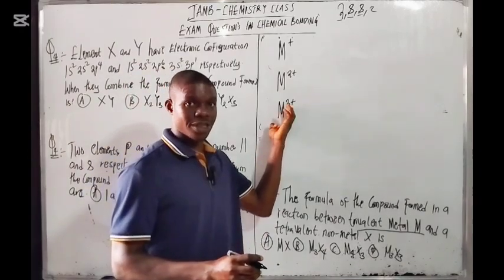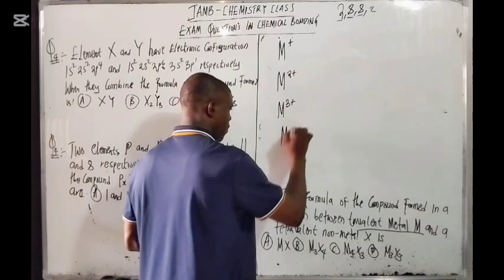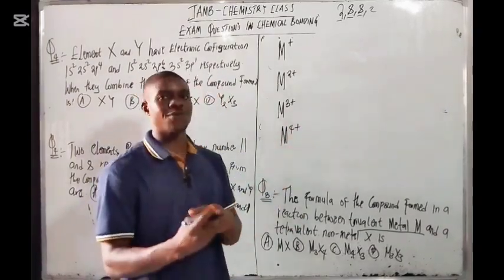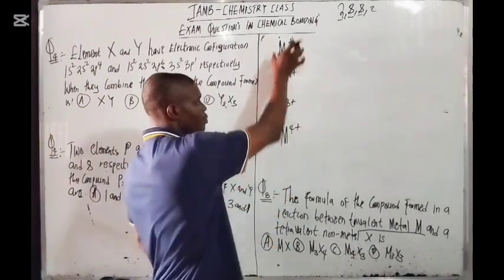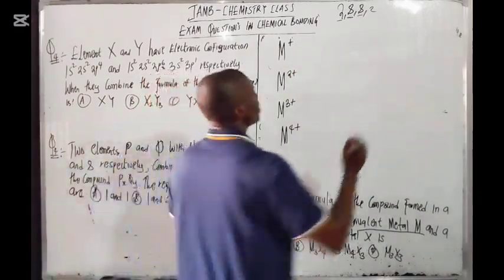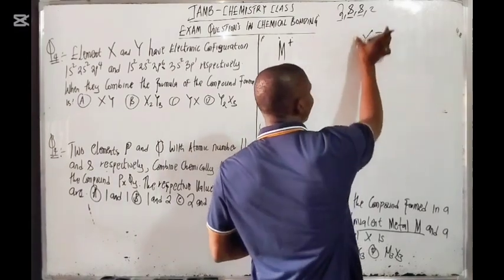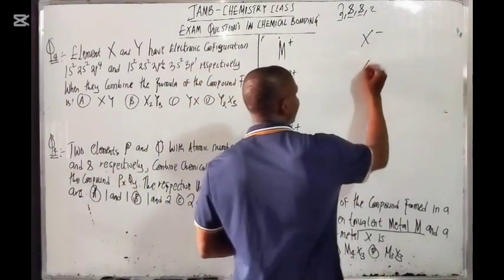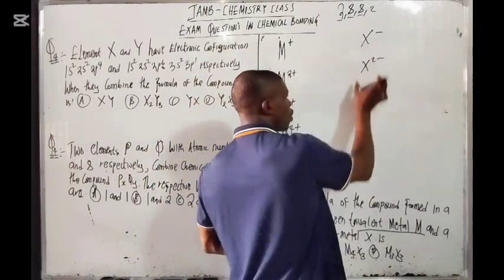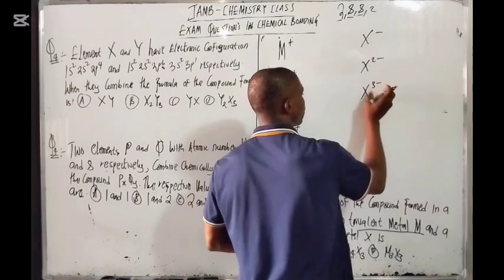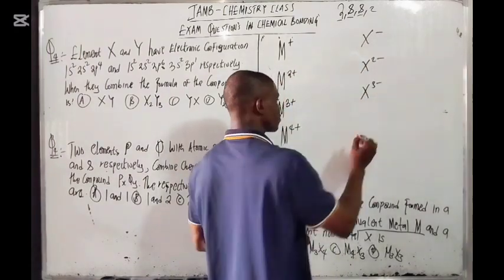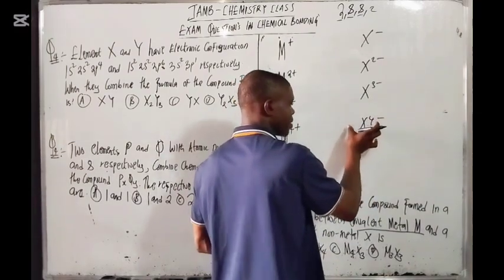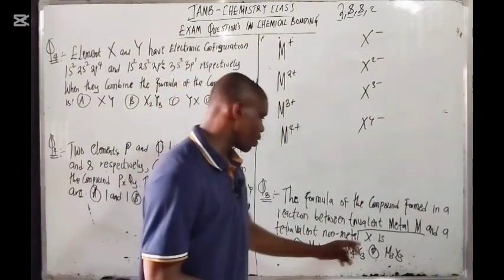M3 plus means trivalent metal. M4 plus is tetravalent, right? So metals will only form a positive charge. At the same time, you can also have X minus, called monovalent non-metal. X2 minus is called divalent non-metal. X3 minus is called trivalent non-metal. X4 minus means tetravalent non-metal, right?